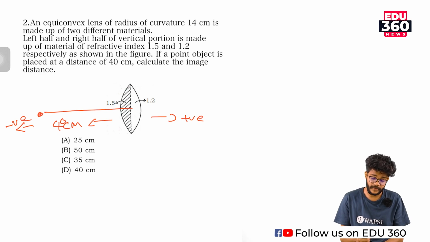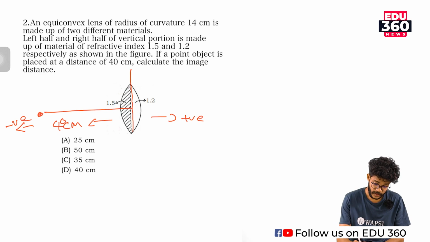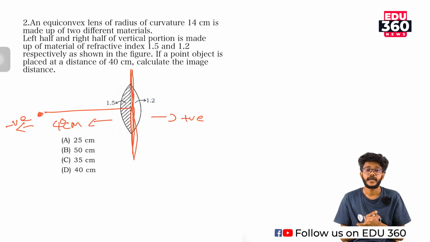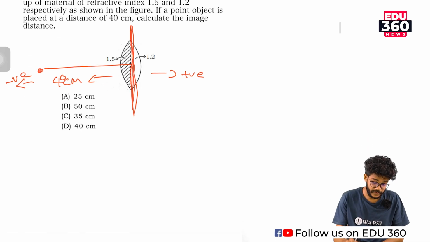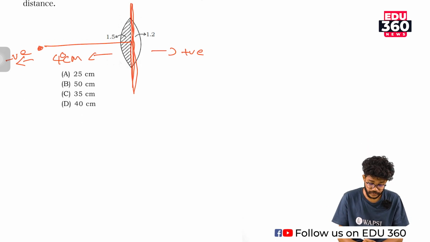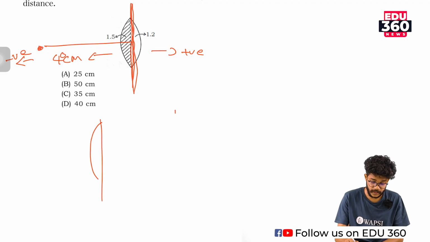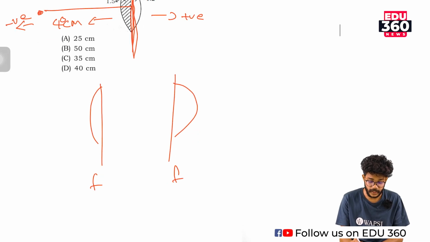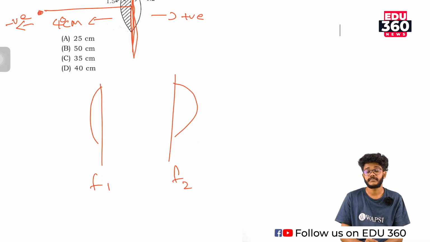Okay, actually we can cut the lens into two parts. In one part it has a refractive index, in the other part it is air. Okay, so after cutting we have two lenses. This will be the first one and this will be the second one. So a separate focal length can be calculated for this one and the next one.